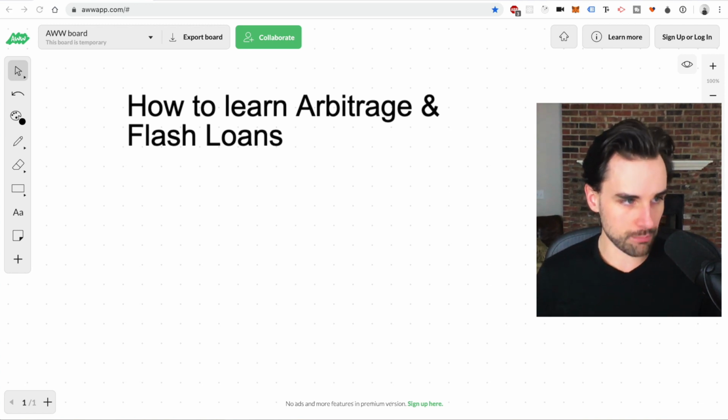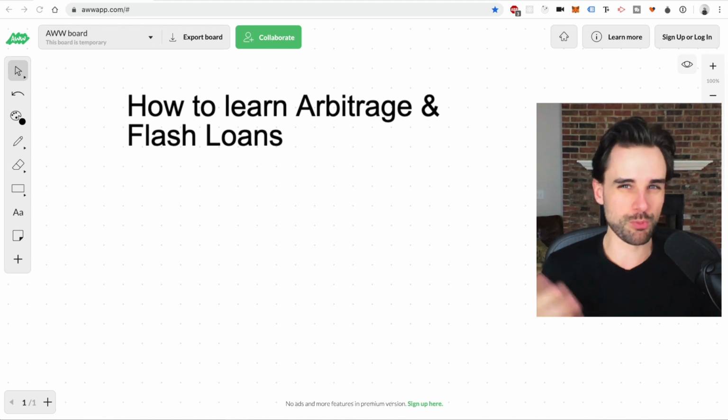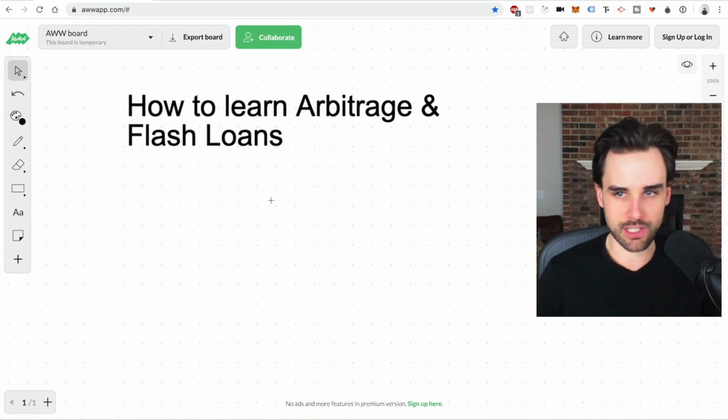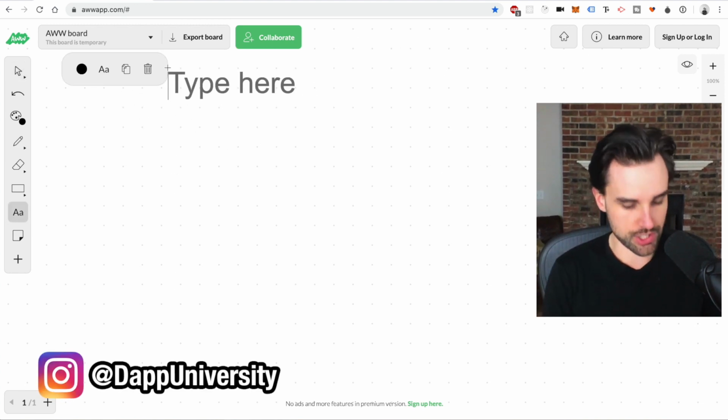So if you're a developer, you definitely want to learn more about some of the fundamentals of how finance works, especially with trading, how arbitrage works, because there's multiple types of arbitrage. It's not just simple arbitrage, like what I talked about a second ago.